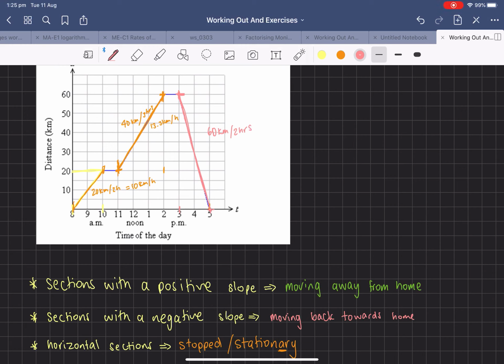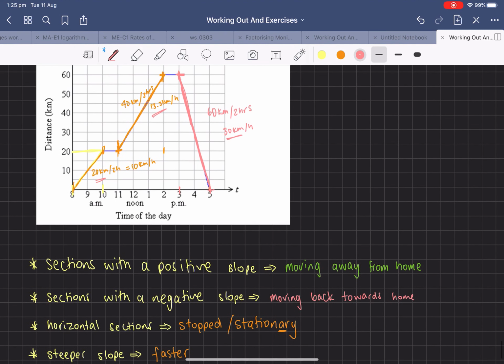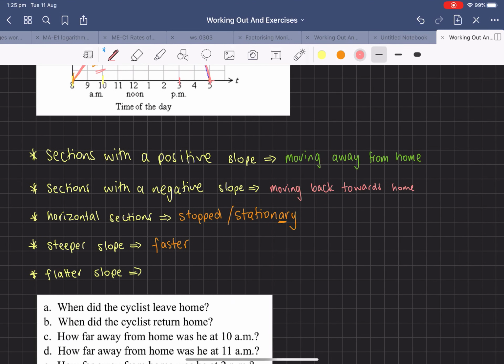So 60 kilometres in 2 hours, which means he's going about 30 kilometres each hour. And you can see that's much quicker than these speeds here, and it's a much steeper line segment. Okay, so if you're a bit confused about the speeds, don't worry, we're going to go into much more detail about that later. What I need you to recognise is that when the line segment is steeper, that means they're travelling at a faster speed. And when it's flatter, that means they're travelling at a slower speed.